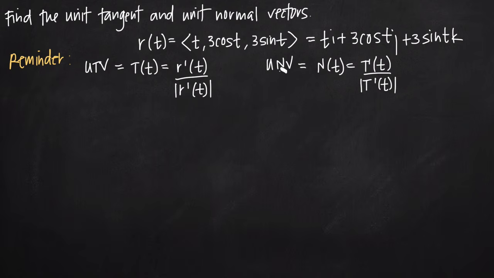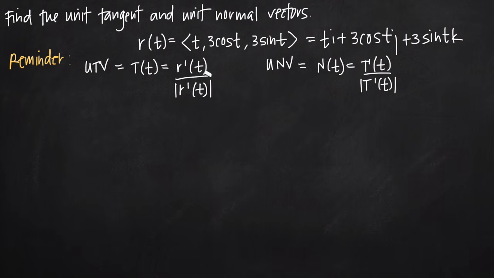And then we have the equation for the unit normal vector, which we denote with this capital N of t. It's really important to realize that the unit normal vector we're going to find with the unit tangent vector. So notice we have the derivative of the unit tangent vector and the magnitude of the derivative of the unit tangent vector. So obviously we're going to need to find the unit tangent vector before we can find the unit normal vector, since we use the unit tangent vector in the formula for the unit normal vector. So let's go ahead and start with the unit tangent vector.